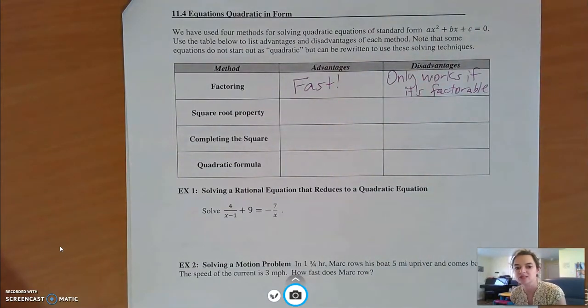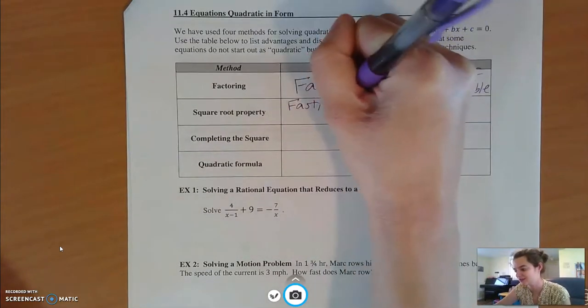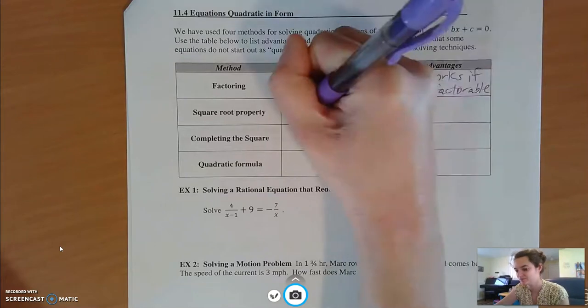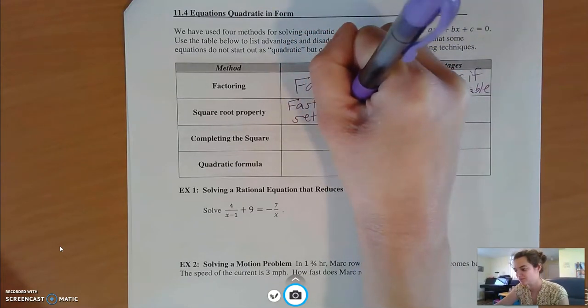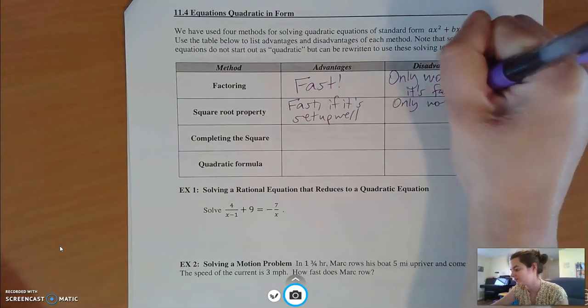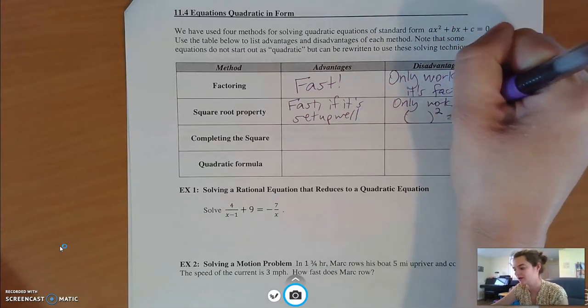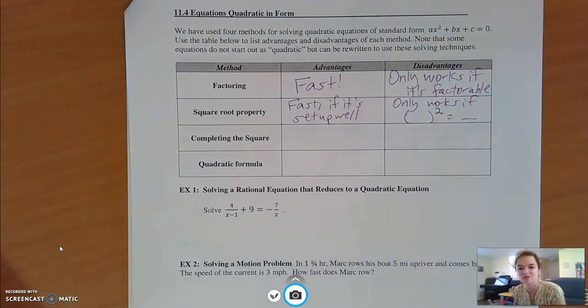The next method that we learned was the square root property. The square root property also works really fast if it's set up right. So the advantage would be fast if set up well, but it only works if it's in that format of something squared equals something else. So it's got to be a perfect square on one side for us to use that square root property.